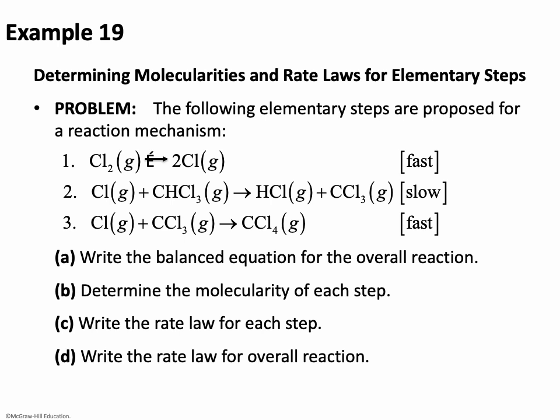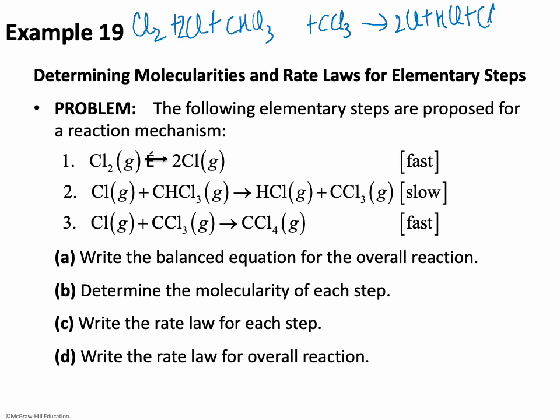For example, in this case, the reactants are Cl2 plus Cl plus CHCl3 plus Cl plus CCl3 gives us this 2Cl. So you can write Cl plus Cl, or you can just simply put it as 2Cl. We'll put it as 2Cl to avoid any confusion. So we can get rid of this. It will produce all the products, which is 2Cl plus HCl plus CCl3 plus CCl4.